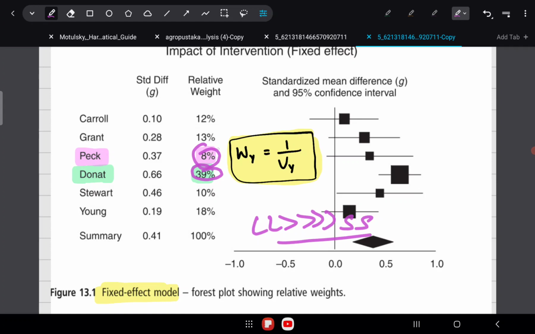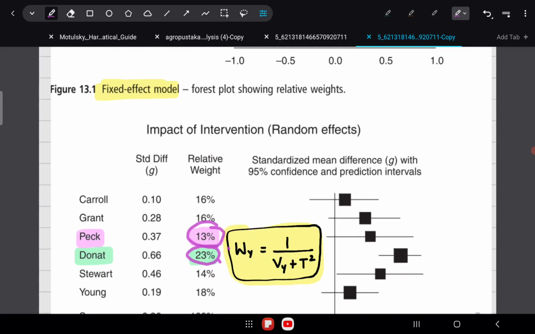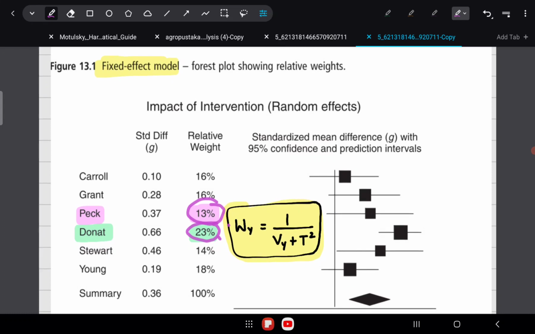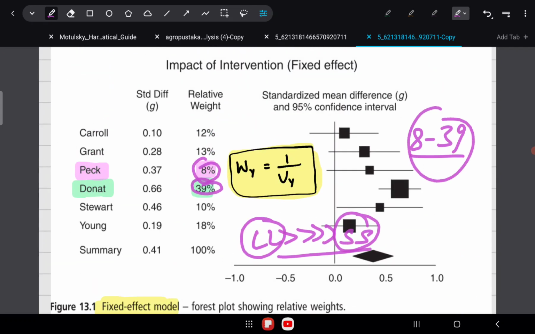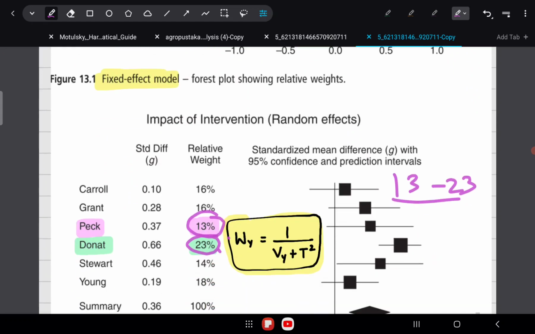The smallest study is 8 and the largest study is 39, right? So larger studies are given much more importance as compared to smaller studies in fixed effect modeling. But you will see in random effect modeling, the largest study weight is 23 and the smallest study weight is 13. So this range of weights, which was 8 to 39, is now 13 to 23. The weight assigned to the smallest study has increased and the weight assigned to the largest study has decreased.